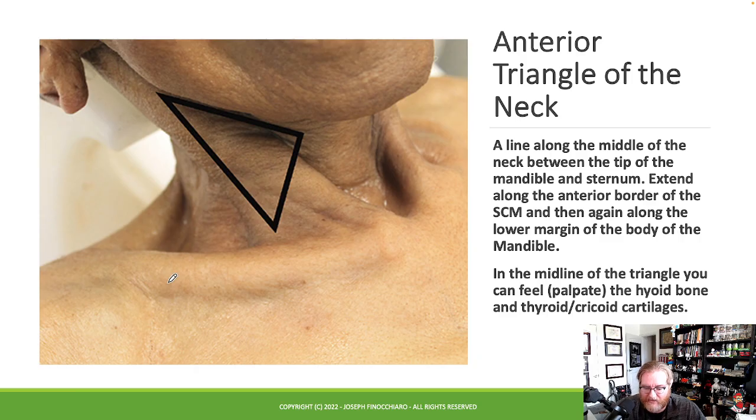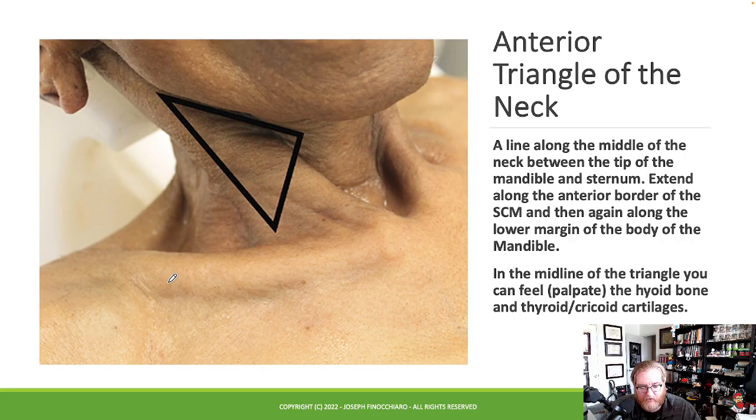So first thing we're going to talk about is the anterior triangle of the neck: a line along the middle of the neck, between the tip of the mandible and the sternum, extending along the anterior border of the SCM, sternocleidomastoid muscle, and then again along the lower margin of the body of the mandible. In the middle of the triangle, you can feel, or palpate is another term for feeling, the hyoid bone between the thyroid and cricoid cartilages.